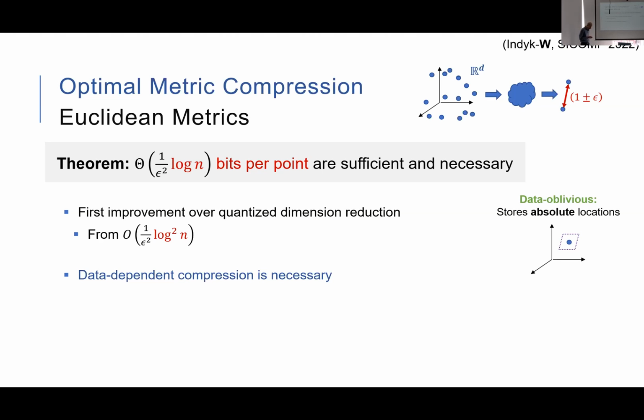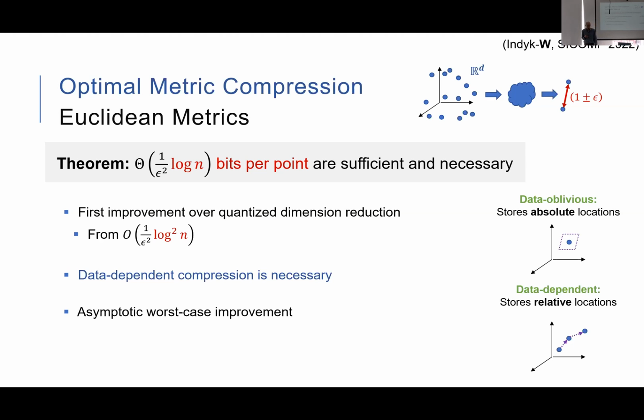Okay, so now let me just give you in two words why data dependence matters here. Qualitatively, why do we get some improvement out of it? In data oblivious compression, as I said, I try to represent each point in an intrinsic way that does not depend on the rest of the data set. In a sense, this means that I'm trying to approximate its absolute location in the space. Whereas in data dependent compression, I can maybe store the locations of the points relative to each other. This is a very simple concept, and this is usually how we tell each other how to get places or where things are. So it may seem intuitive that we can get some advantage out of it, and this turns out to be the case.